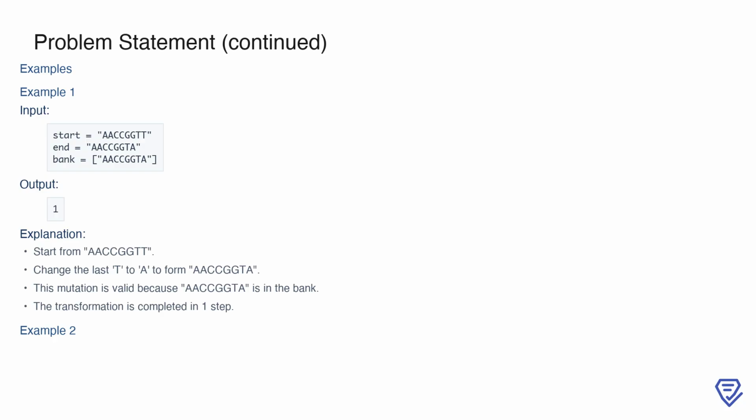Let's consider a concrete example to understand the problem better. Suppose the start sequence is AACCGGTT, the end sequence is AACCGGTA, and the bank contains only one sequence, AACCGGTA. To transform the start sequence into the end sequence, we can change the last character T to A, resulting in the sequence AACCGGTA. This mutation is valid because the resulting sequence is present in the bank. Since the transformation is completed in just one step, the output for this example is 1.